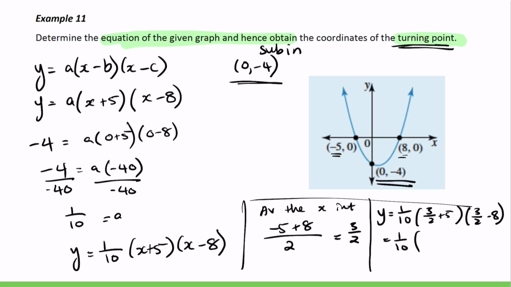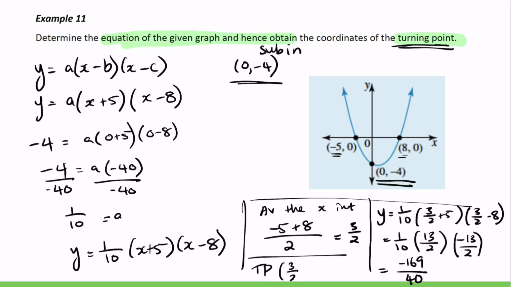Alright, 3 on 2 plus 5, so 2 times 5 is 10, plus 3 is 13 on 2, and then 2 times 8 is 16, minus 3 is going to be -13, and that's on 2. So what we have is 13 times -13, so that's going to be -169, and then at the bottom, 10 times 2 is 20, times another 2 is 40. So my y value is going to be -169 on 40. So our final turning point is (3 on 2, -169 on 40).